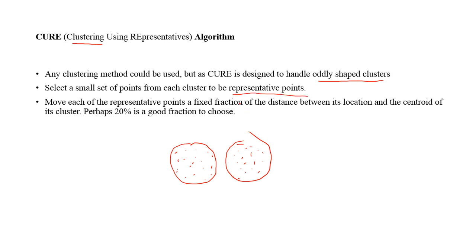Whenever we need to consider points to form a cluster, but those points are just above that particular odd shaped cluster, what we will do is move those shapes by 20%. So 20% is a good fraction to create the clusters. So let's see the example.